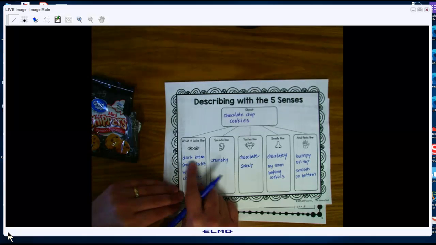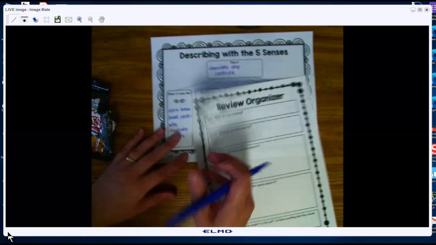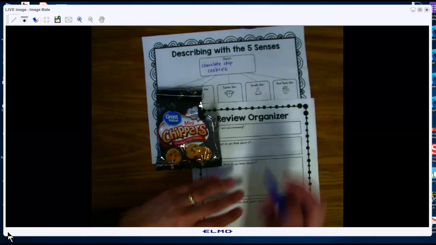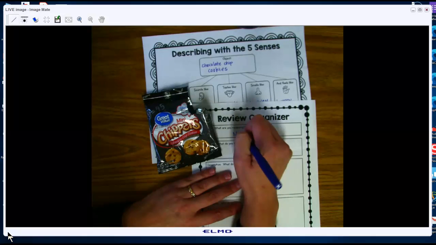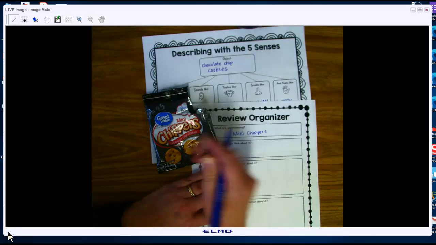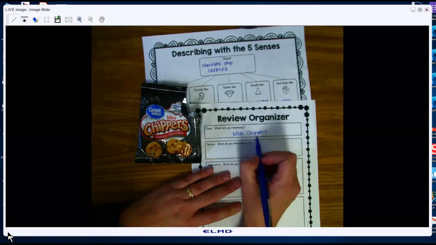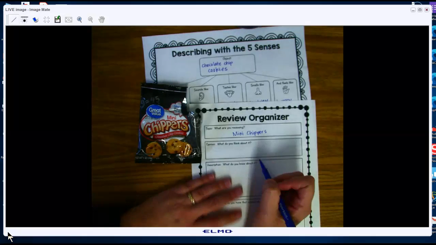But it's important what it looks like. Dark brown small circles with chocolate chips. So, I was talking about mini chippers. You may continue to eat your cookies, but you may not continue to make noises with your bags, or else people can't hear me talking. Mini chippers, that's what these are called. So that's what I'm reviewing.